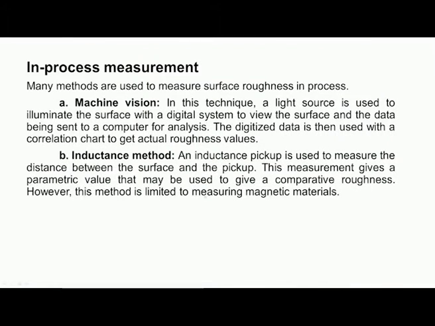So, that is the method used in the machine vision system. And the inductance method is also used, in which an inductance pickup is used to measure the distance between the surface and the pickup. This measurement gives a parametric value that may be used to give a comparative roughness. So, it will be something like this.